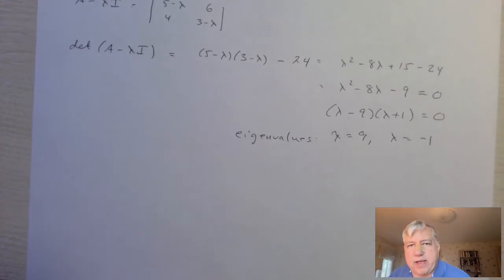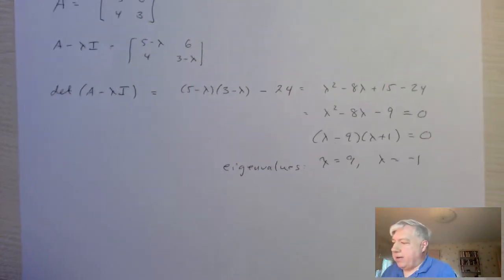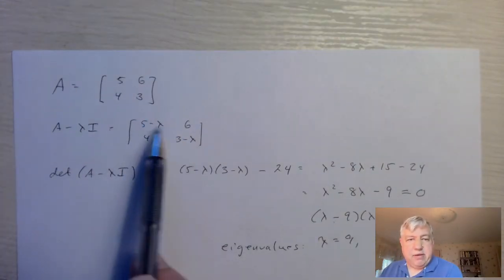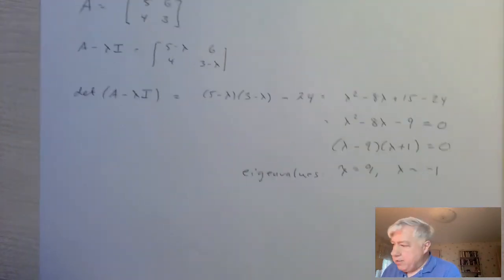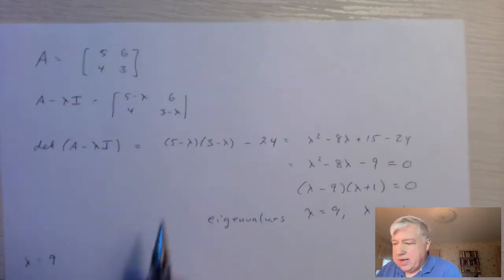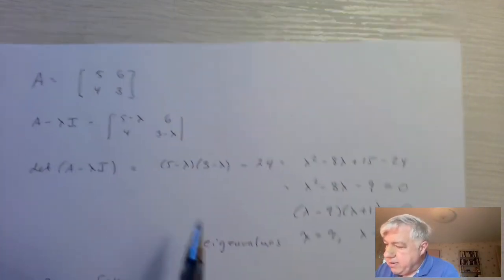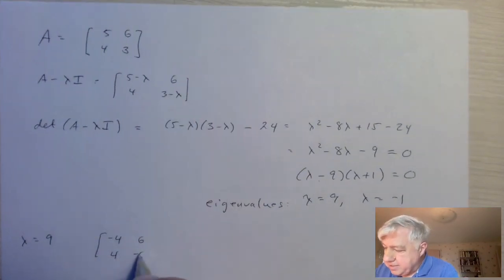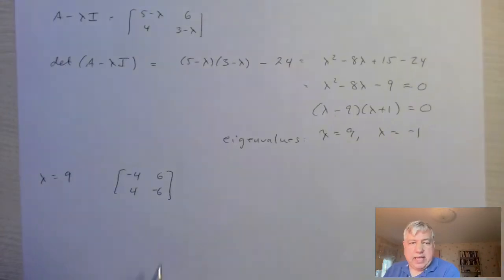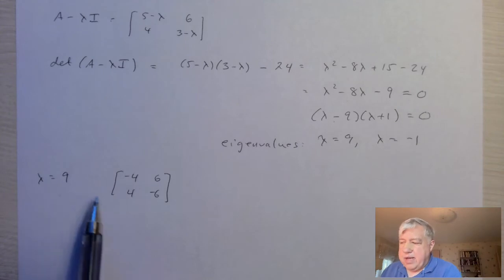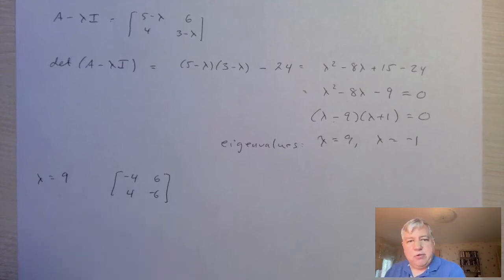Okay, now let's find the corresponding eigenvectors. What we're going to be doing is plugging these values for lambda into this matrix and seeing what we get. In the case where lambda equals 9, we get 5 minus 9, that's -4, 6, 4, and 3 minus 9 is -6. So this is now A minus lambda I, where lambda is 9. The eigenvectors are going to correspond to the null space of this matrix.